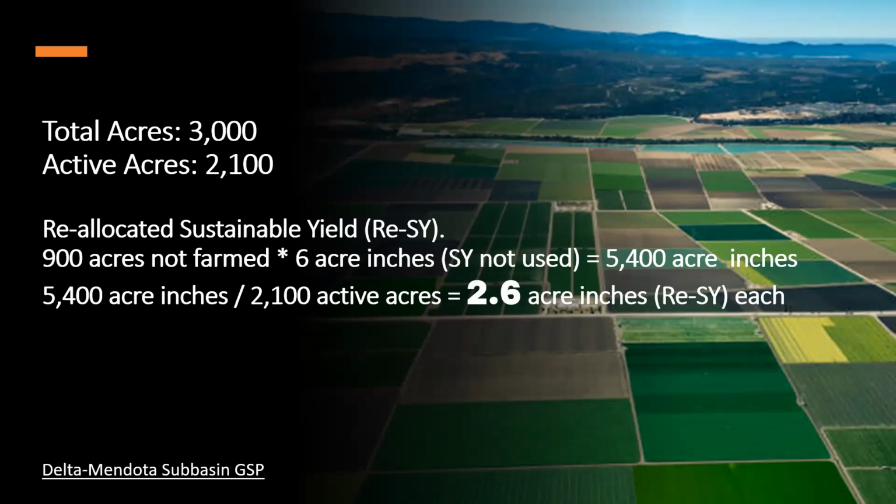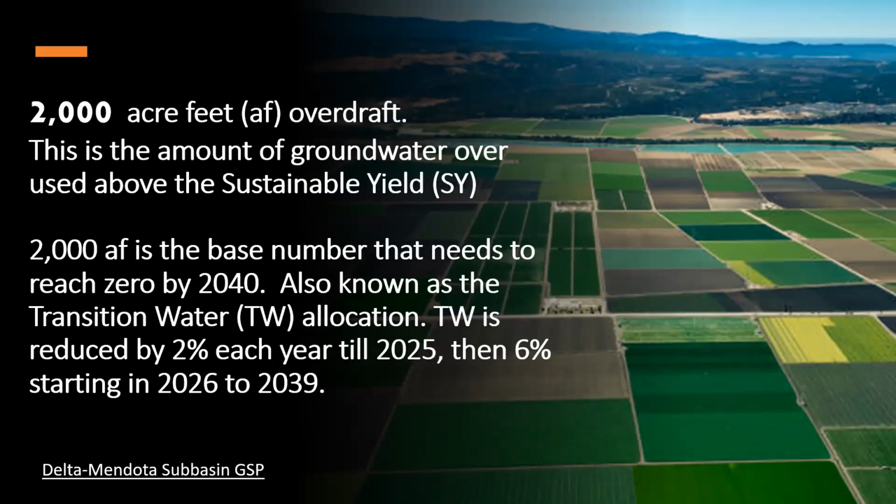The next number we need to look at is what's called the transitional water. This is the over allocated amount. And right now, 2,000 acre feet are being overdrafted today. So that amount needs to get to zero. And the way that this plan is designed is that it's going to reduce 2% of that number each year till 2025. And then in 2026, it goes to 6% every year to 2039. And by 2040, it'll be at zero.